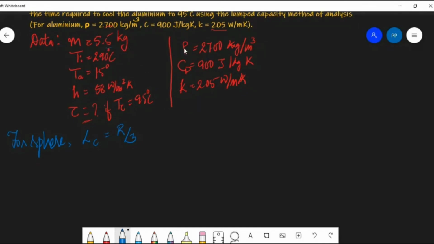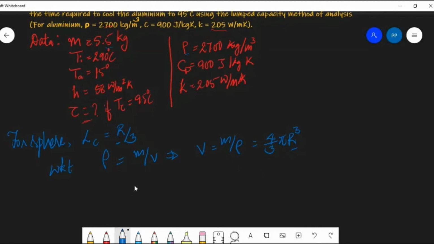So we have the mass and we have the density. We know that rho is given by mass divided by volume, so we can calculate the volume with this. Volume will be equal to mass divided by density. And for a sphere, the volume is 4 by 3 pi r cube. So from this, we'll be able to calculate the radius. Once you know the radius, we will calculate the characteristic length Lc. So now, let us calculate the radius first.